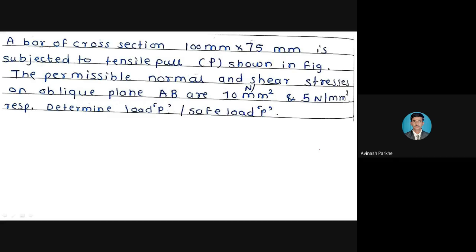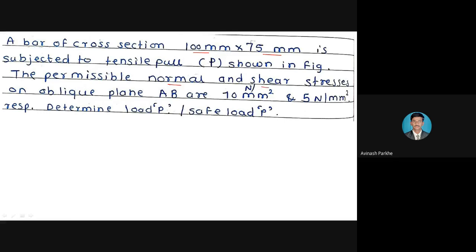3 in front of you. Read the statement carefully and understand which parameters are given and which parameters we have to calculate. Let us see, I will read the statement. A bar of cross section 100 mm by 75 mm is subjected to the tensile pull P shown in the figure. Full stop.